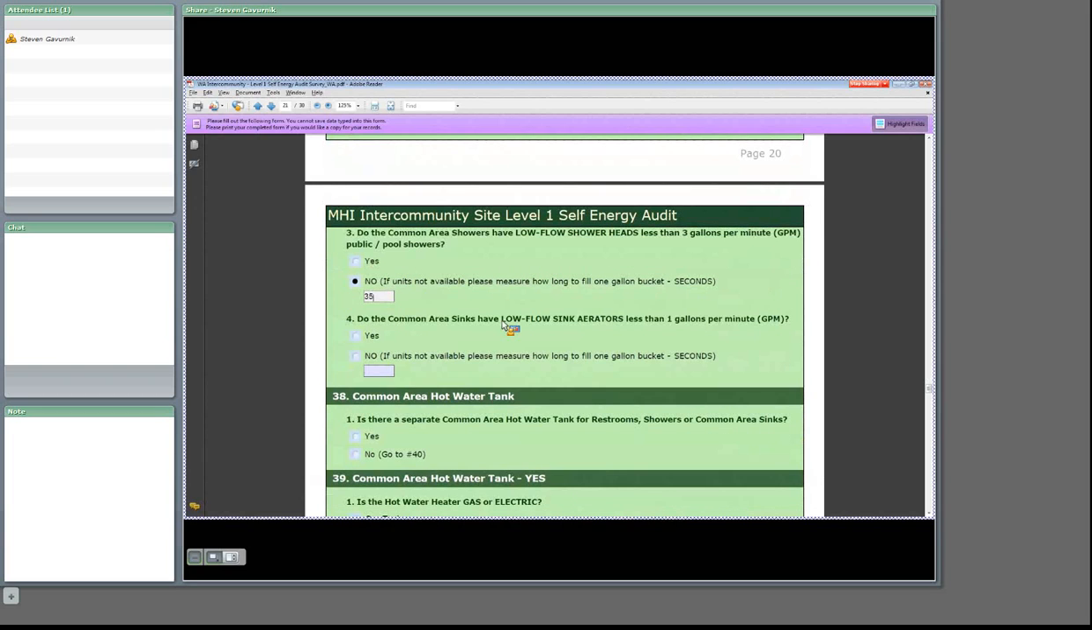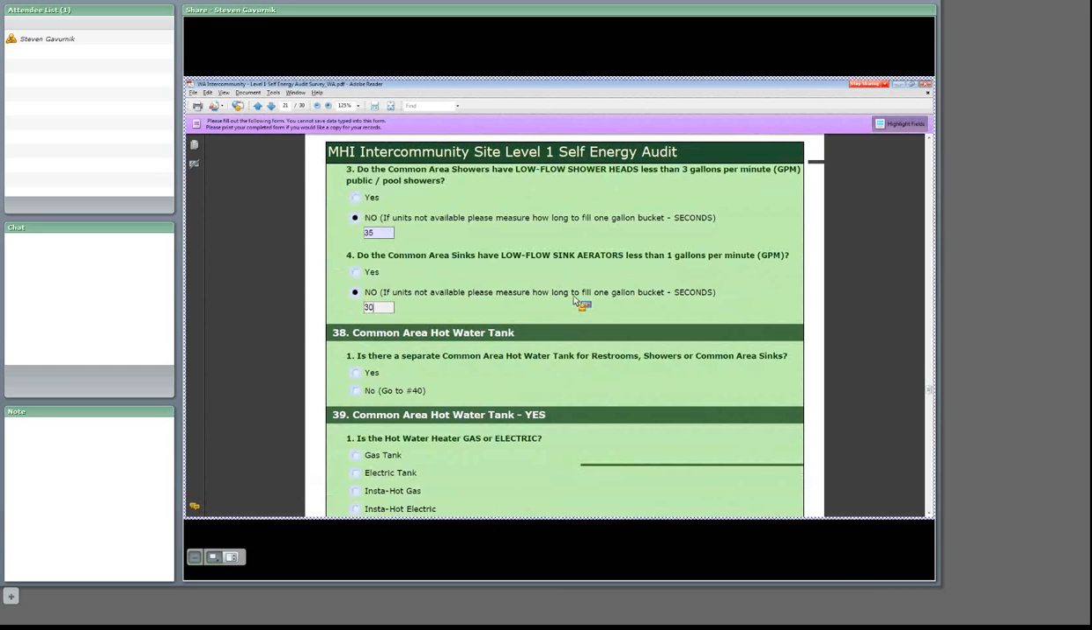Do the common area sinks have low flow sink aerators less than 1 gallon per minute? Again, if you can identify that it is less than 1, you'd indicate yes. If it's not and it's greater than 1 gallon, put no. If you're not sure or can't find it, put no and measure the actual duration in seconds, how long it takes to fill a 1 gallon bucket.